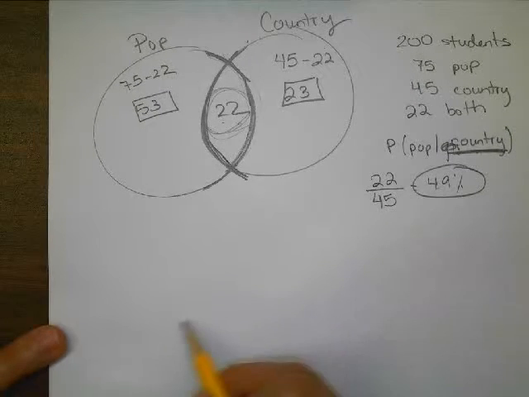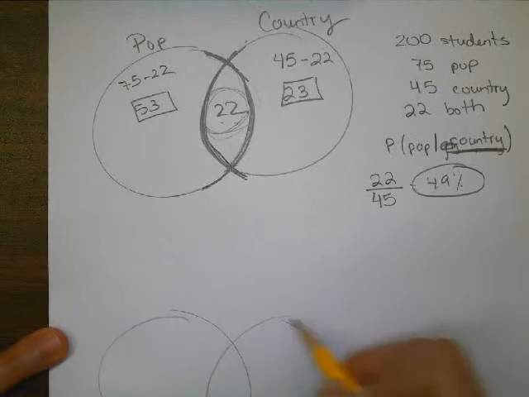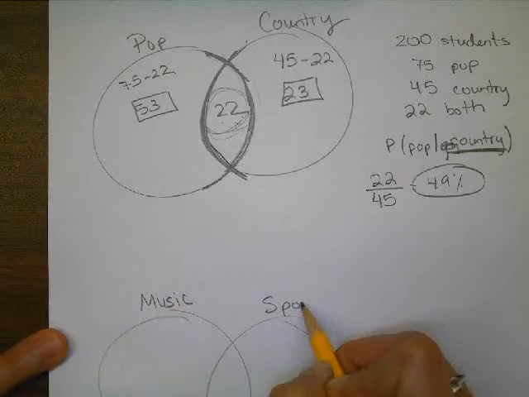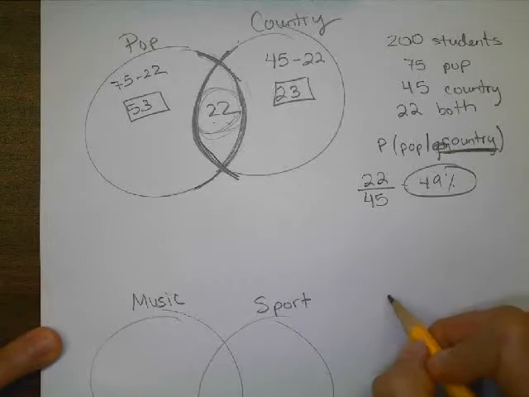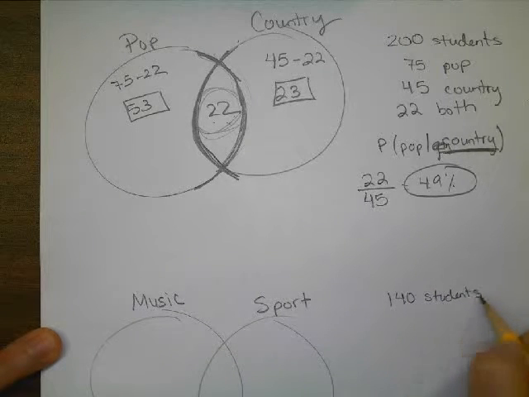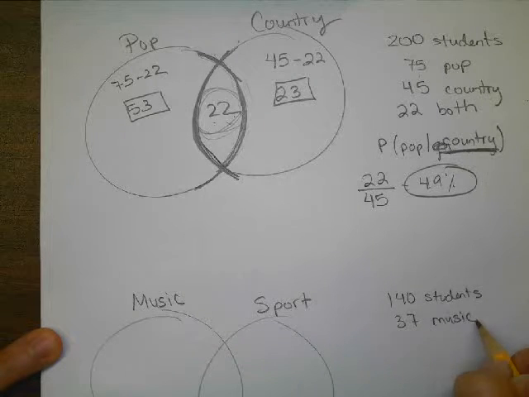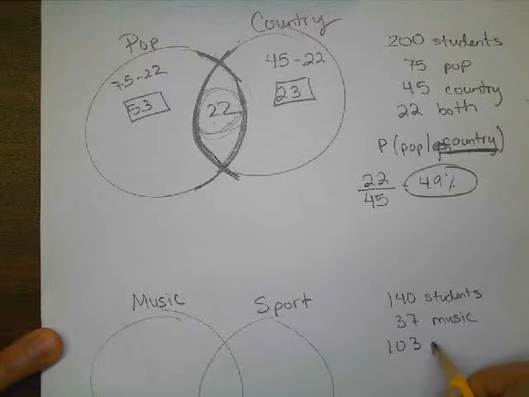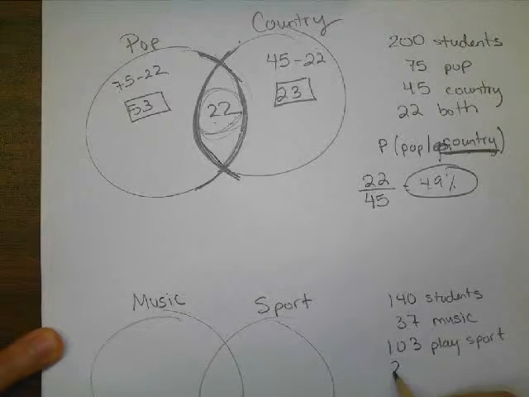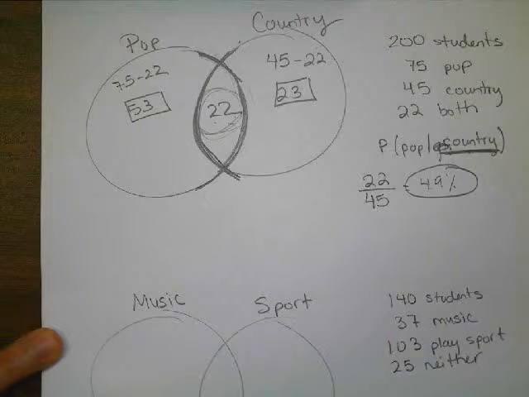We'll do another one here. We have people who listen to music and people who like to play sports here. And it says that we have 140 students. 37 of those listen to music, and 103 of them play sports. And then we're also introduced to a neither. So 25 people do neither of these things.